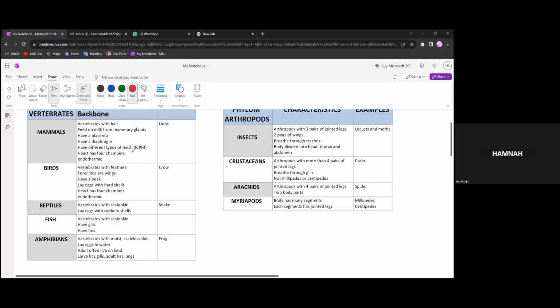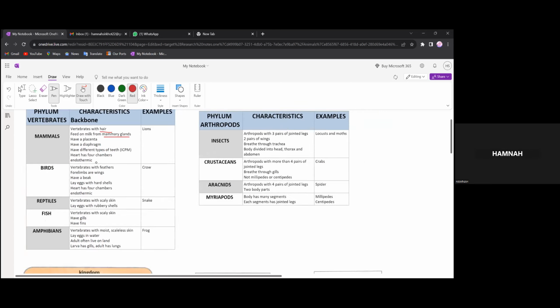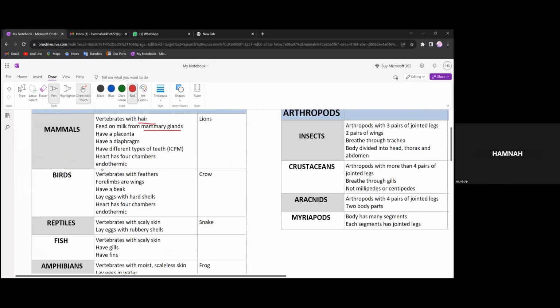Birds, these are easy characteristics, right? So mammals, you know that they have hair and mammary glands, and then placenta, diaphragm, teeth come along as well, and then they're endothermic, right? What does endothermic mean? You know, warm-blooded.